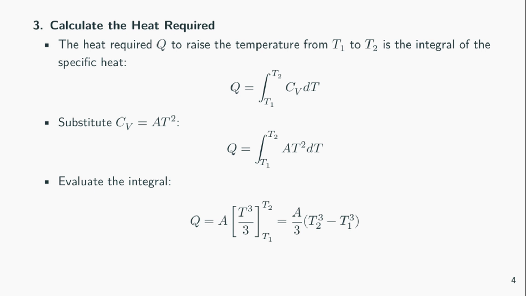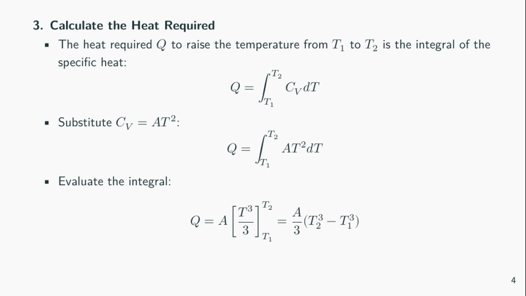Now to find the heat required to raise the temperature of a substance from one temperature T1 to another temperature T2, we need to integrate the specific heat over that temperature range. So the heat Q is the integral from T1 to T2 of C sub V dT. Since we know C sub V equals A times T squared, we can substitute that into the integral. Q equals the integral from T1 to T2 of A times T squared dT.